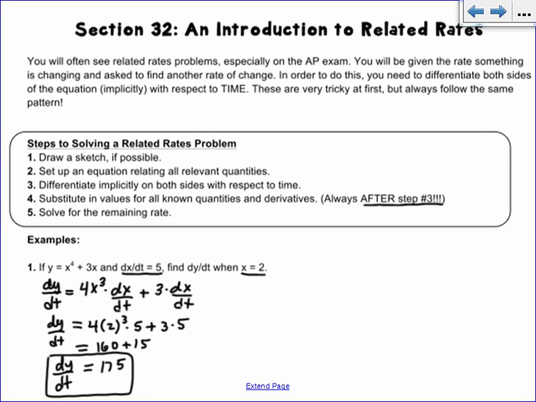Okay, do you guys see how that works? So anytime you take the derivative of anything, you're going to tack on its chain, kind of, right? The derivative of the u.